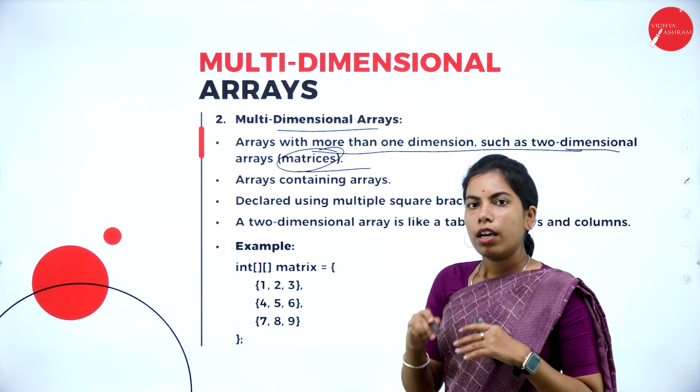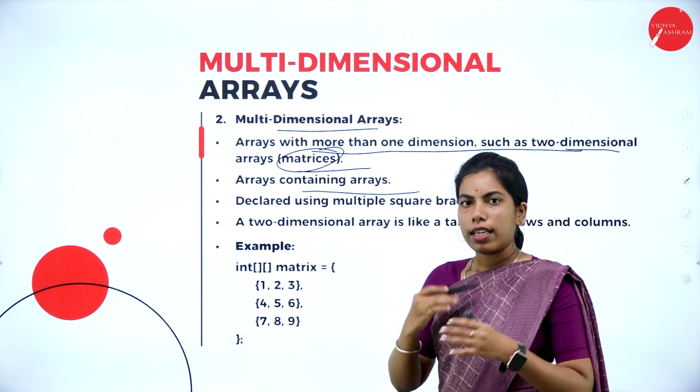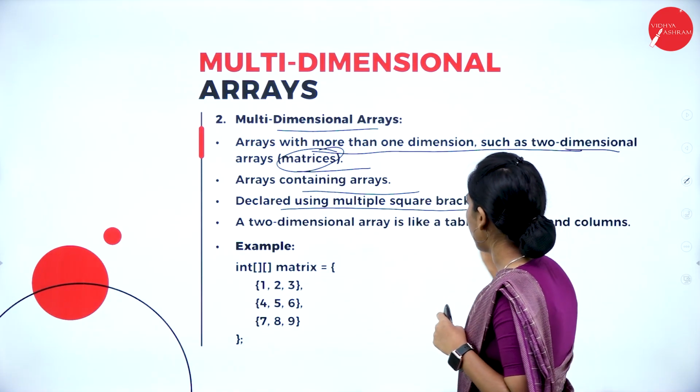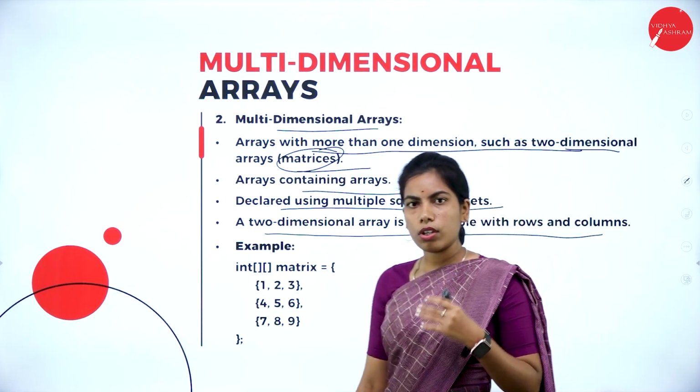And also especially you can give an example like matrices. A matrix is stored in rows and columns, right? Like that. And also an array containing arrays. Arrays having arrays, that is called multi-dimensional, and declared using multiple square brackets. A two-dimensional array is like a table, rows and also columns.